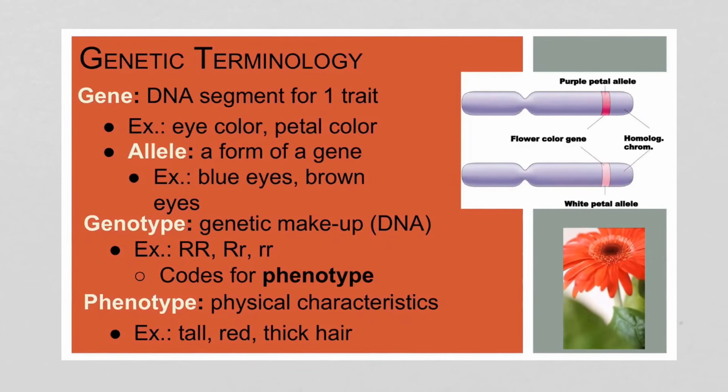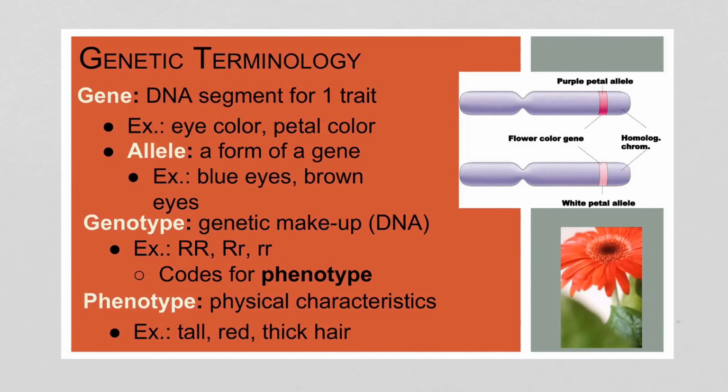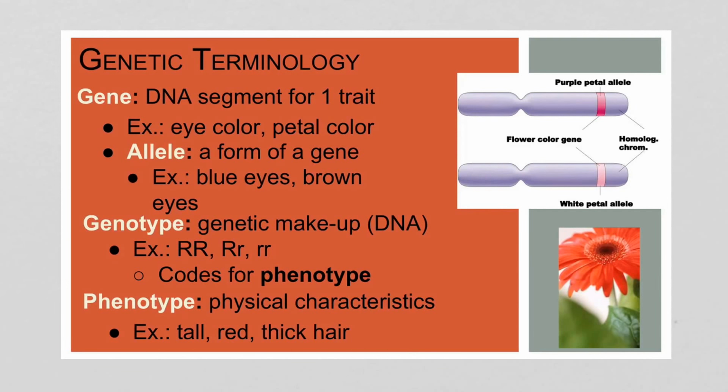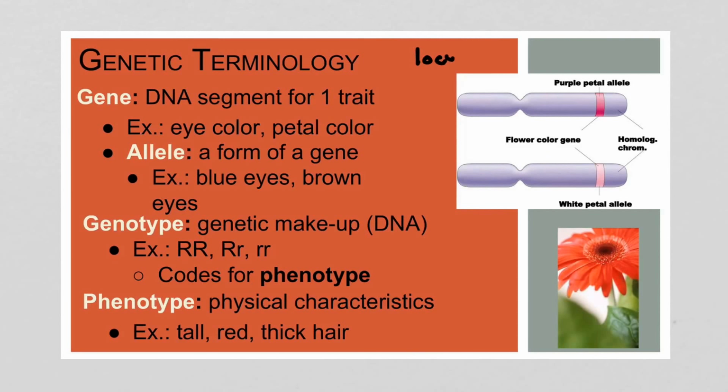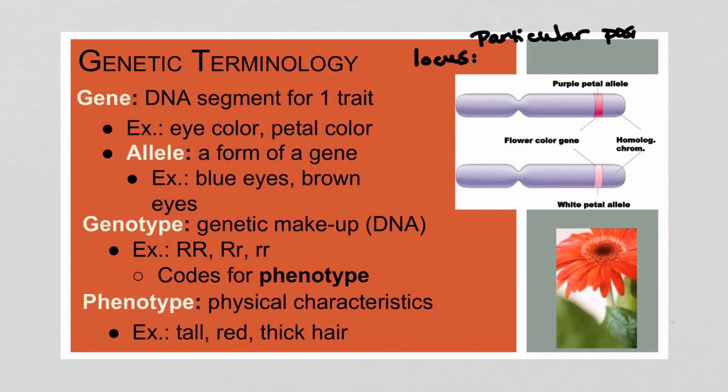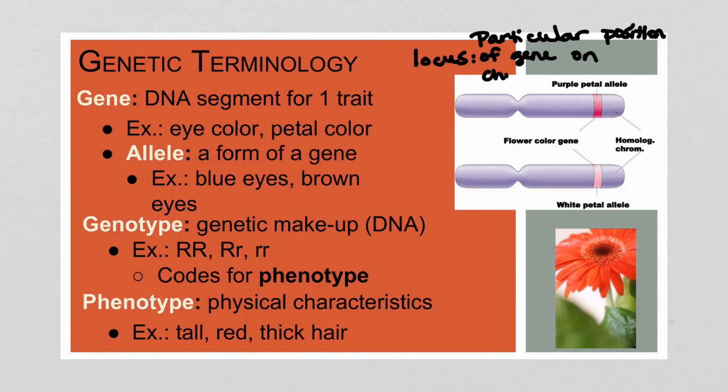Some important terms that we need to note and review as we move into a discussion of how traits are inherited. First, gene. If you remember, the gene is a segment of DNA that codes for a particular trait. And one thing that isn't mentioned here that should be is locus. A locus is the position of a gene. It's the particular position of a gene on a homologous chromosome. So the particular position of a gene on a chromosome, and that position is the same on homologous chromosomes.